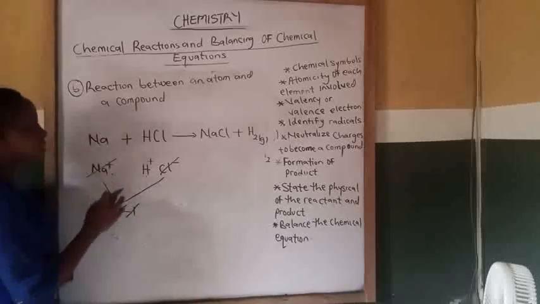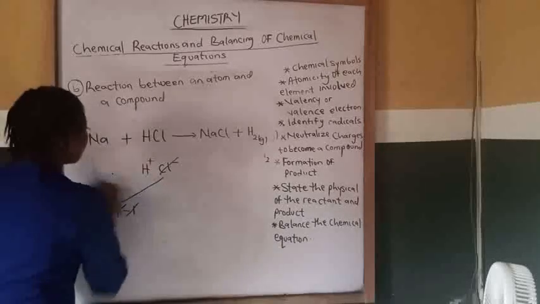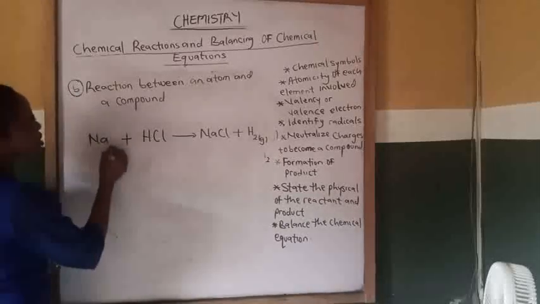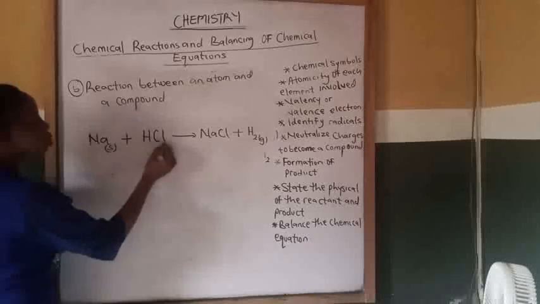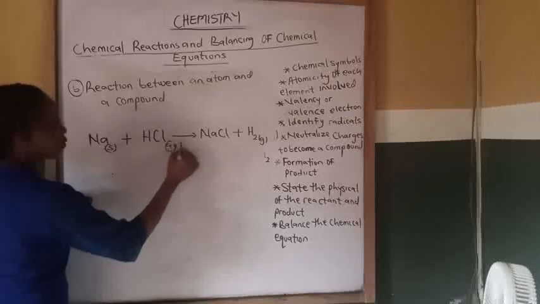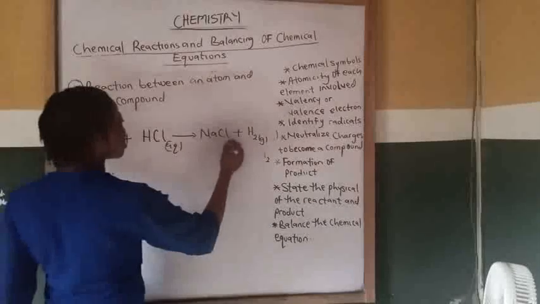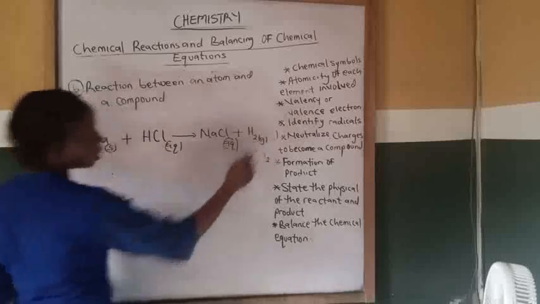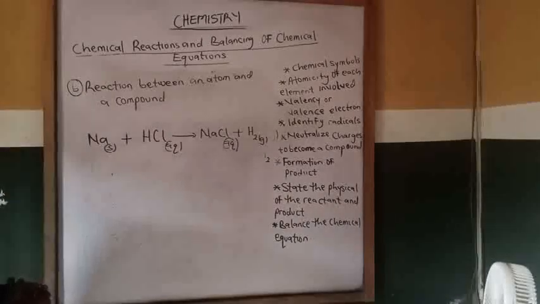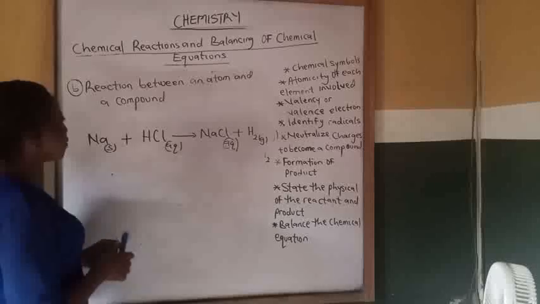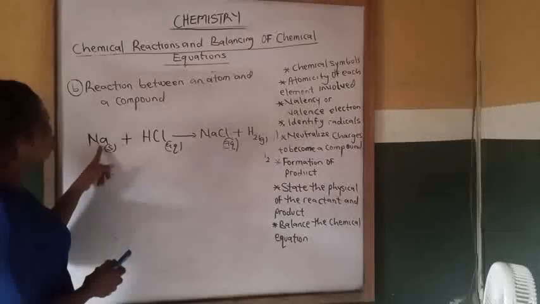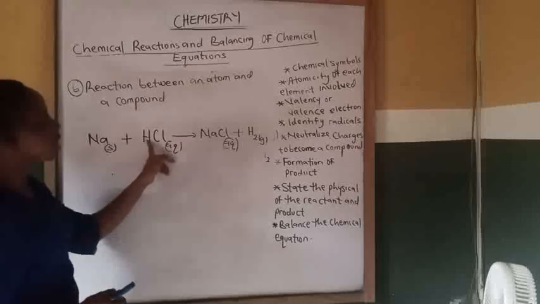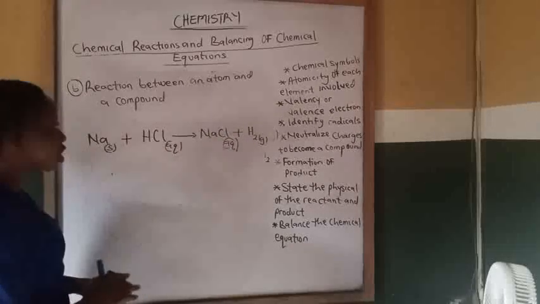So let's assign their physical states. Sodium is a metal, so it's solid. Hydrogen chloride is in aqueous form. Then the salt is in aqueous form, because you have dissolved it in solution, then plus hydrogen gas. Then you balance your chemical equation. Let's first check if our equation is balanced. 1 sodium here, 1 sodium here, 1 hydrogen here, 2 hydrogen here. So the equation is not balanced.